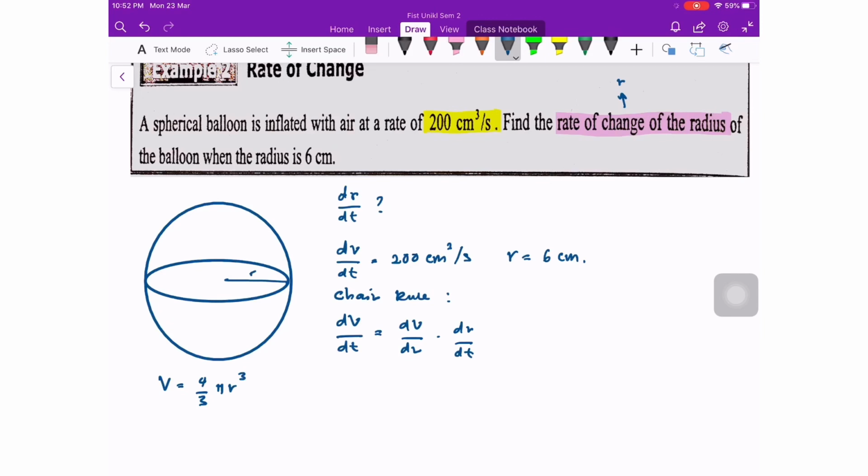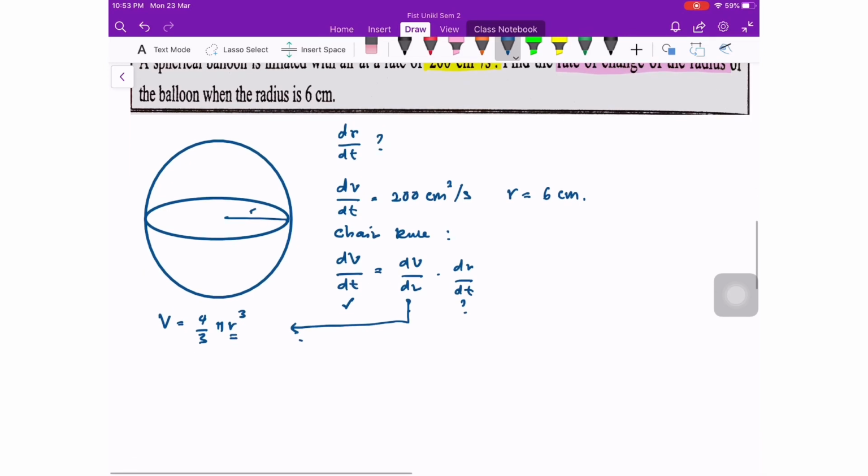As usual, this one, dV over dt, is given to us. This one is what we need to find, this is the answer we want. This one we need to find using the formula of volume, dV over dr. If you look at the formula for volume here, we have 4 over 3 pi r cube. So we can differentiate V with respect to r. We have an unknown r, so therefore 4 over 3 pi we consider as a constant. Now we get dV over dr.